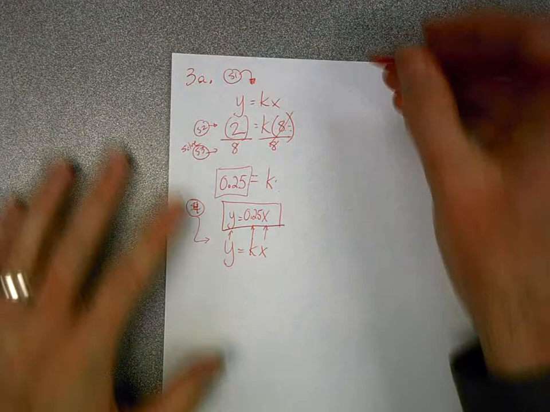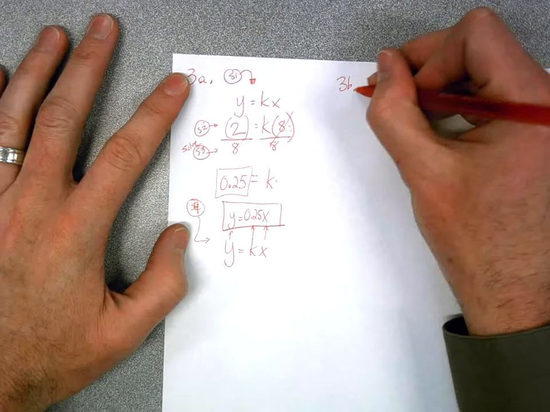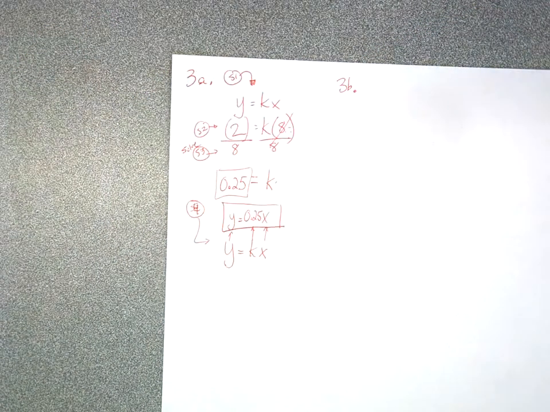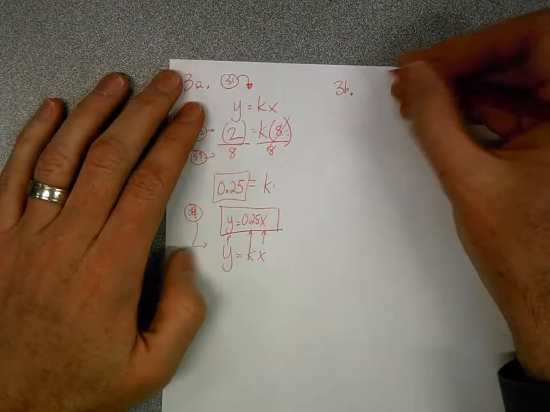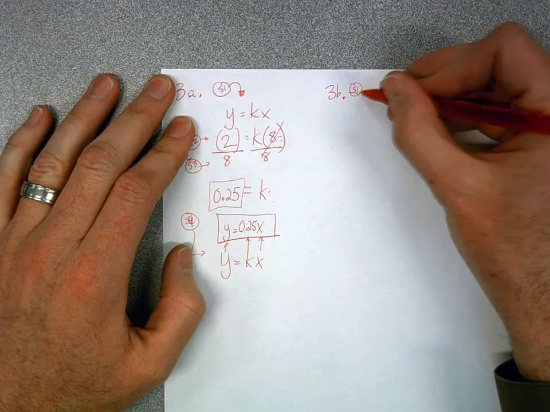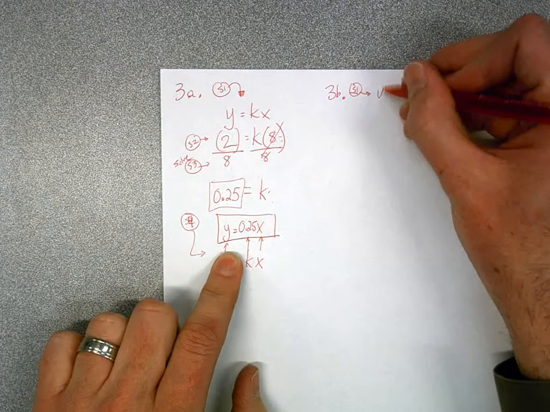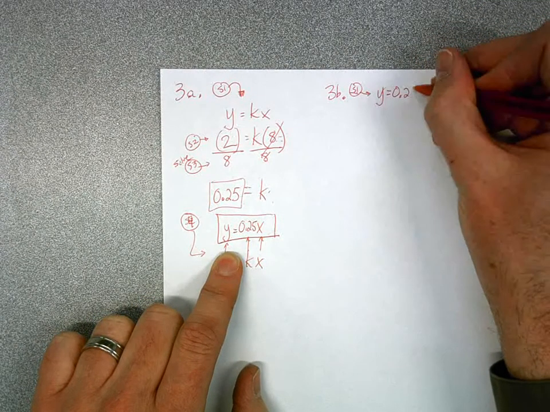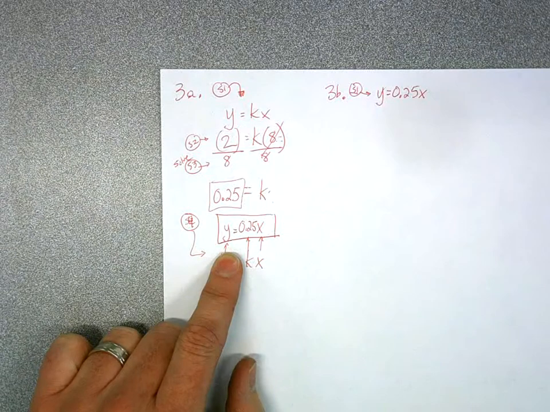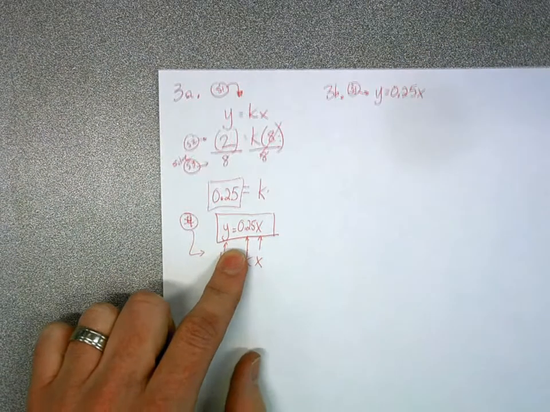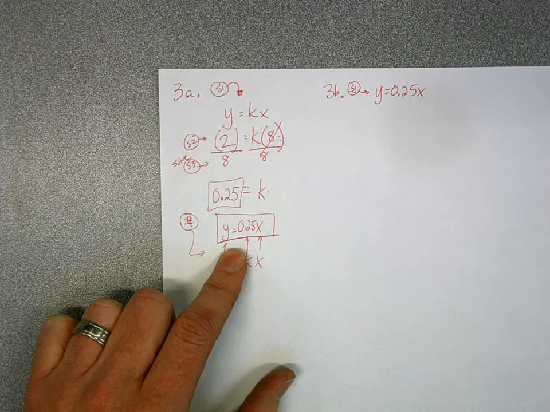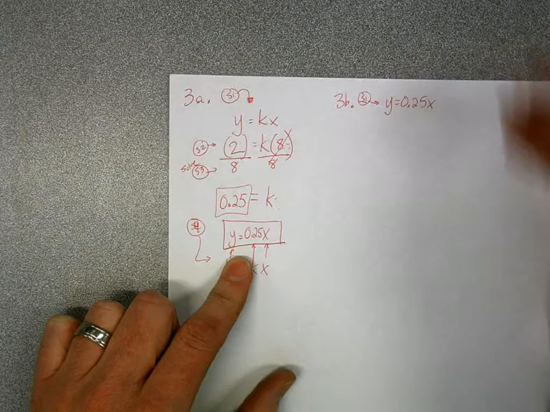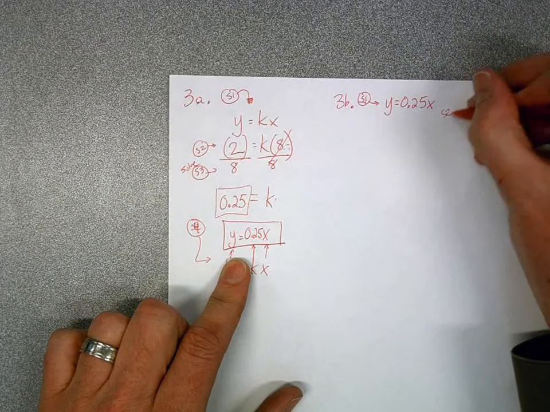Okay. Now, 3B. It says, predict the stretch of the spring when it has a 20-ounce weight attached. So here's what we're going to do. We're actually going to use our equation. And remember, what do they give us? They give us the 20-ounce weight. They give us the weight. And if I look back up here, we've set this up where the weight is X. So here's what we do. We plug in the weight for X.